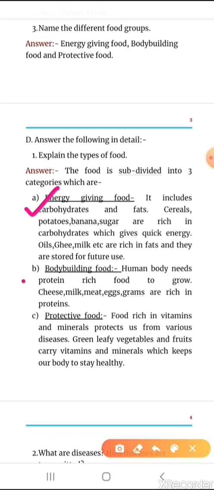Second is bodybuilding food, which helps in building our body. Cheese, milk, meat, eggs, these all are rich in proteins. And you know that proteins are required by the human body for growing. Third one is protective food. The food rich in vitamins and minerals protects us from various diseases. Green leafy vegetables and fruits carry vitamins and minerals which keep our body healthy.